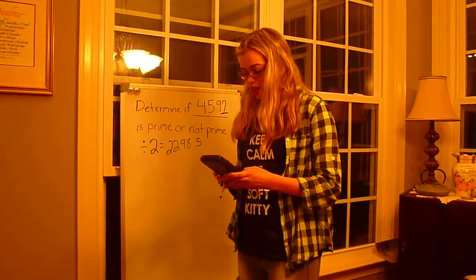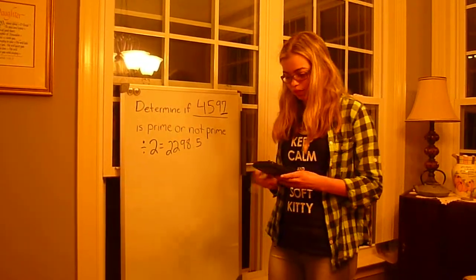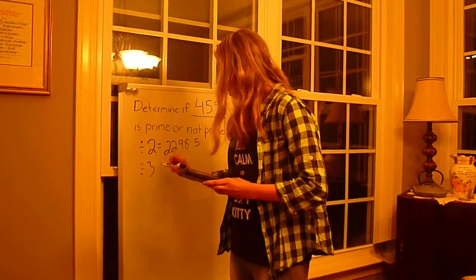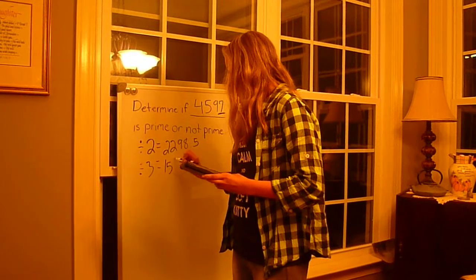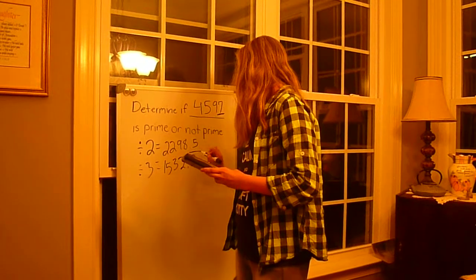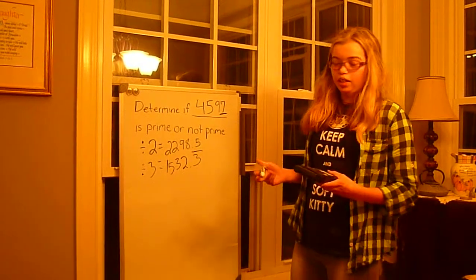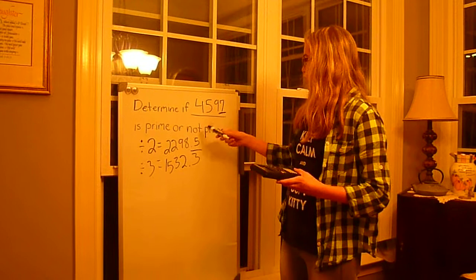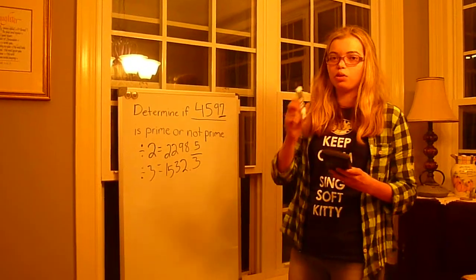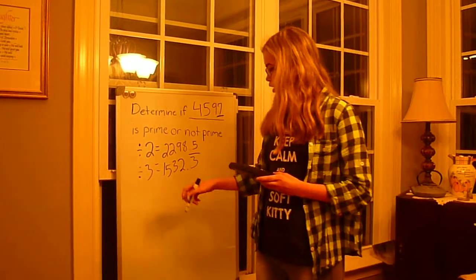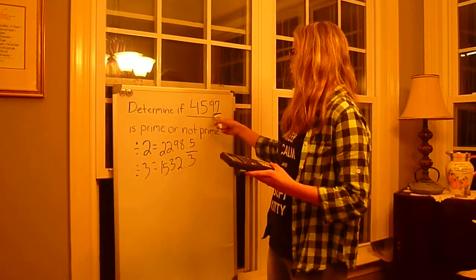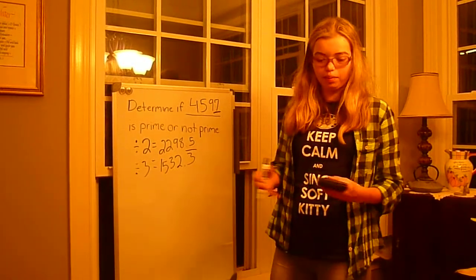We're going to divide 4,597 by 3, and you get 1,532.3 repeating. That didn't work, and we know this didn't work because all the digits in 4,597 did not add up to a number that is divisible by 3. We can skip dividing it by 4 since it wasn't divisible by 2, and also the last 2 digits aren't a number divisible by 4.